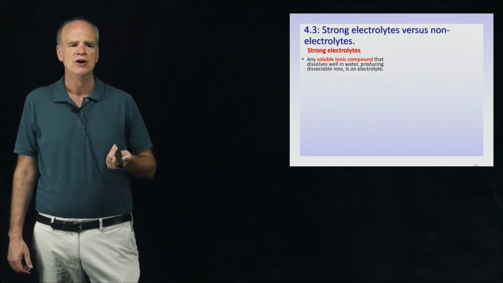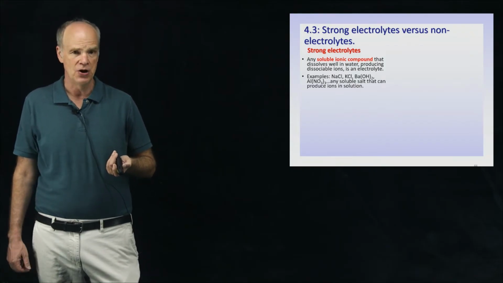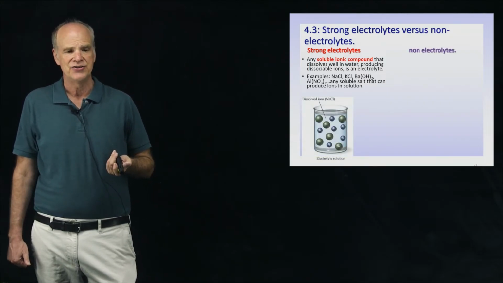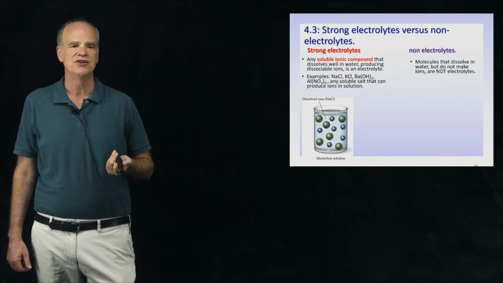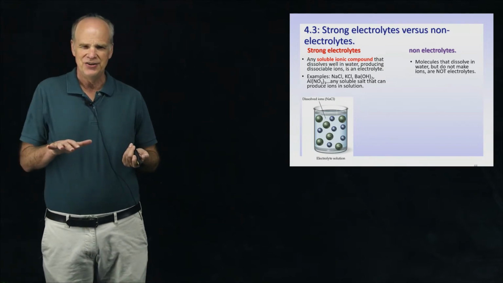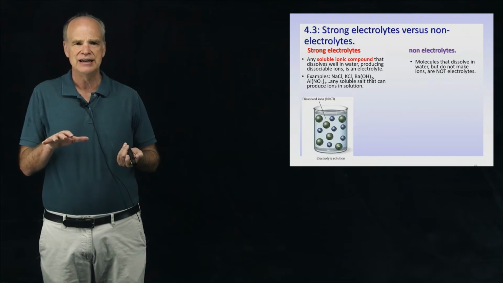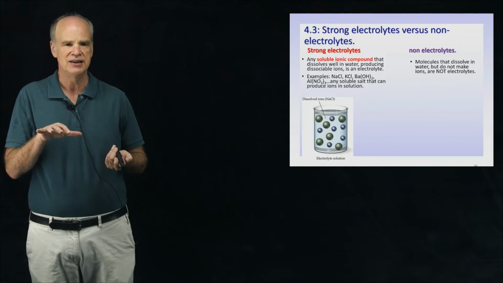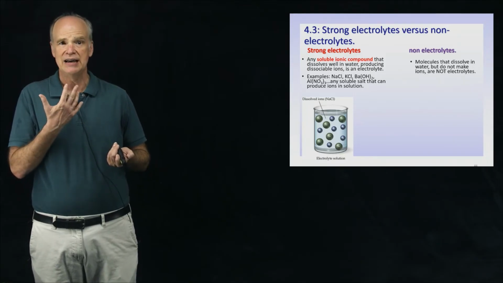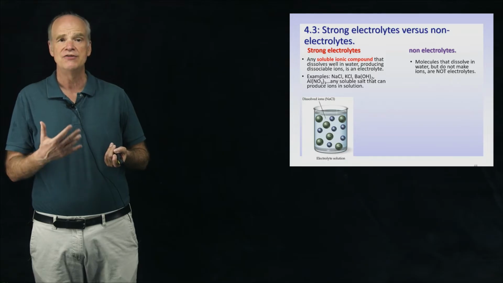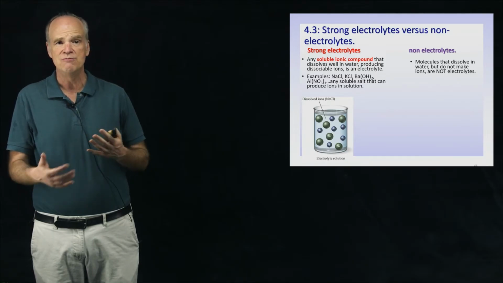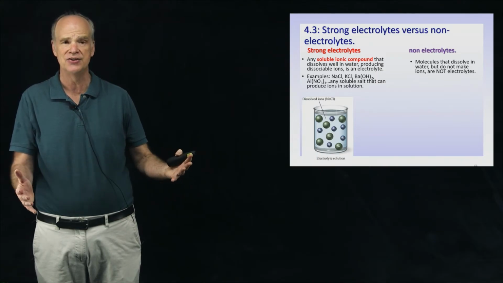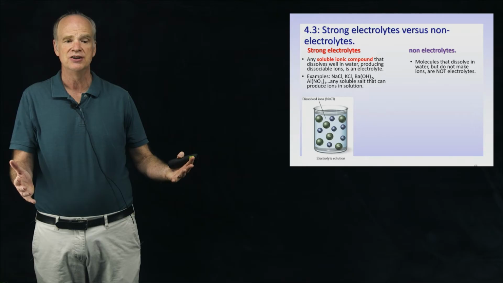Okay, so you need to know what kinds of compounds are strong electrolytes and what kinds of compounds are not electrolytes. So let's go through the strong electrolytes first. Essentially, if you have any kind of soluble ionic compound, that is a strong electrolyte. The reason is because when that ionic compound dissolves in water, if it's soluble, it will completely dissolve, meaning that the crystals will completely dissociate, releasing oppositely charged ions in the water, and that will make the water conductive.